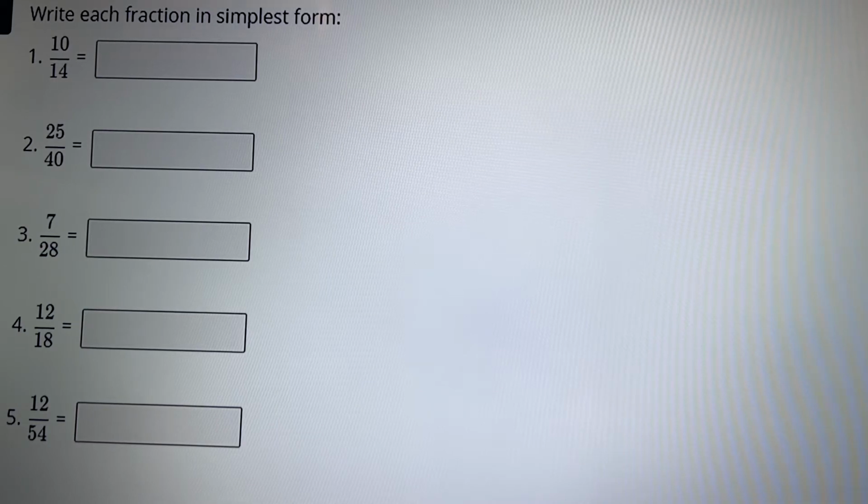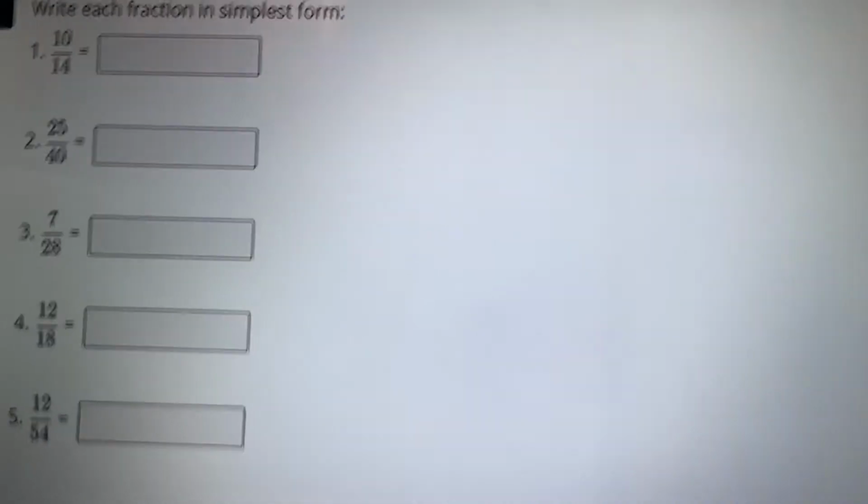All right. Let's see if I can turn on the light. Did that make that better? It's kind of dark. That's okay.